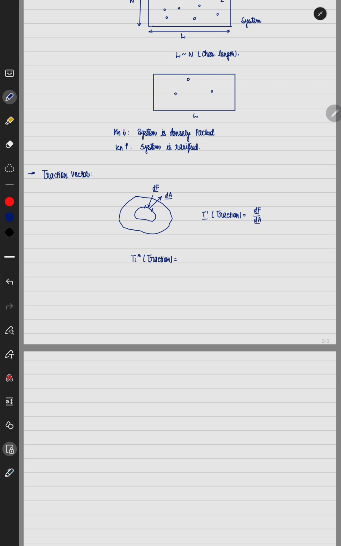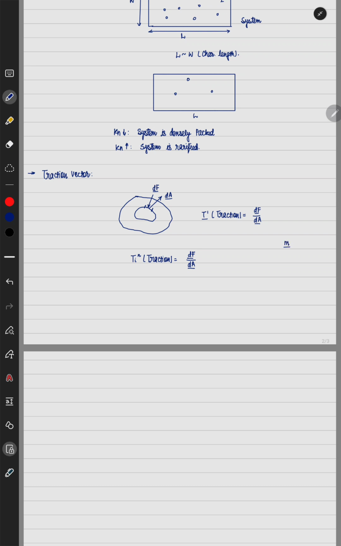And since there is presence of two different indices, it is called a tensor. A vector is also a tensor, of first order, and this is a second order tensor, because I have two different directions associated with it. So this is df divided by dA. Traction vector is df divided by dA.